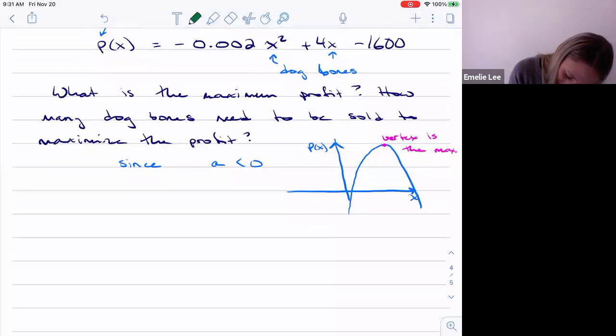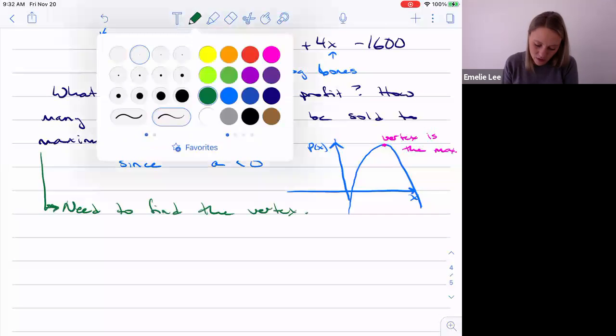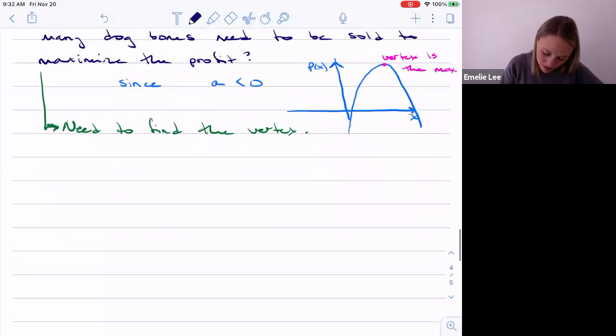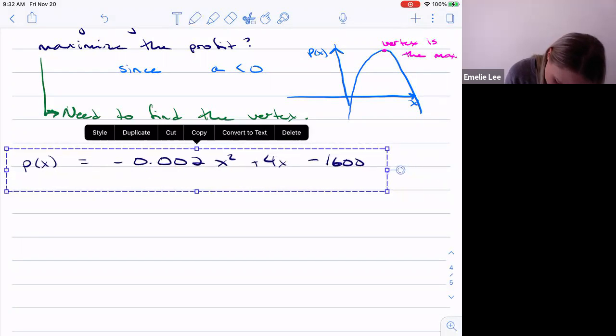I'll put it in green here. We need to find the vertex, okay? All right, so what that means is we have to put this thing into standard form. So remember, in standard form we have to pull out a common factor of a, so we have to pull out negative 0.002 from the first two terms. So I'm going to start at the original profit function, P of x is negative 0.002 x squared plus 4x minus 1,600, and I'll move this over, give myself some room.